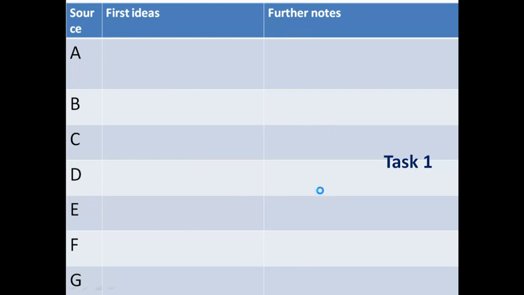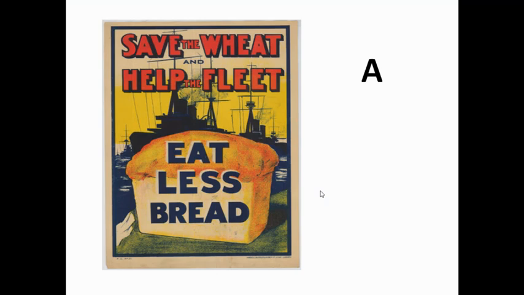So let's take source A. This is source A. So your first ideas, have a good look. What do you think's going on? Well, you've probably noticed this massive Navy ship in here. And it's got a slogan, save the wheat and help the fleet. And here it is, pretty simple, eat less bread.